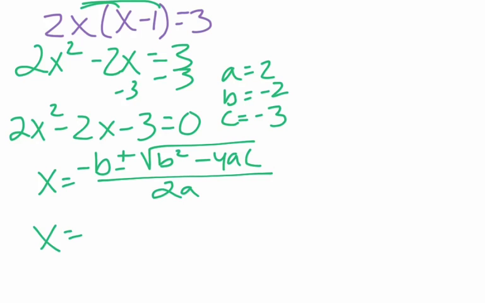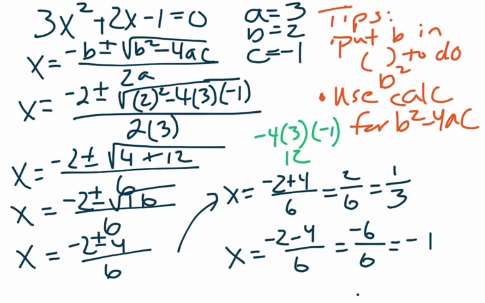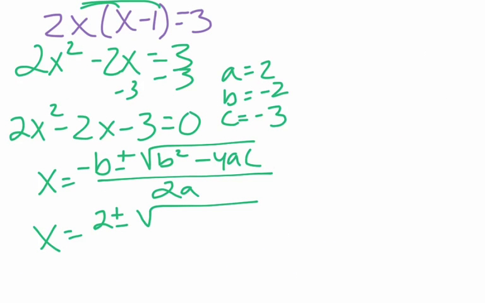x is equal to the opposite of b. Okay, you can thank my geometry teacher for that one. The opposite of negative 2 is positive 2, plus or minus. Now, the tip we had: put b in the parentheses to do the b squared. Just do it. Get in the habit of doing it. In this case, it will make a difference if you have those parentheses.